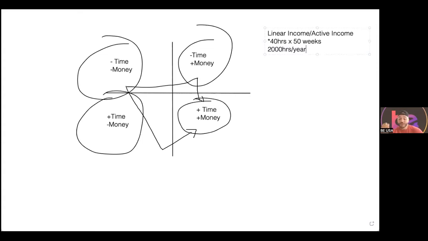Journey of the broke, just over broke. Journey of the broke job, J-O-B.